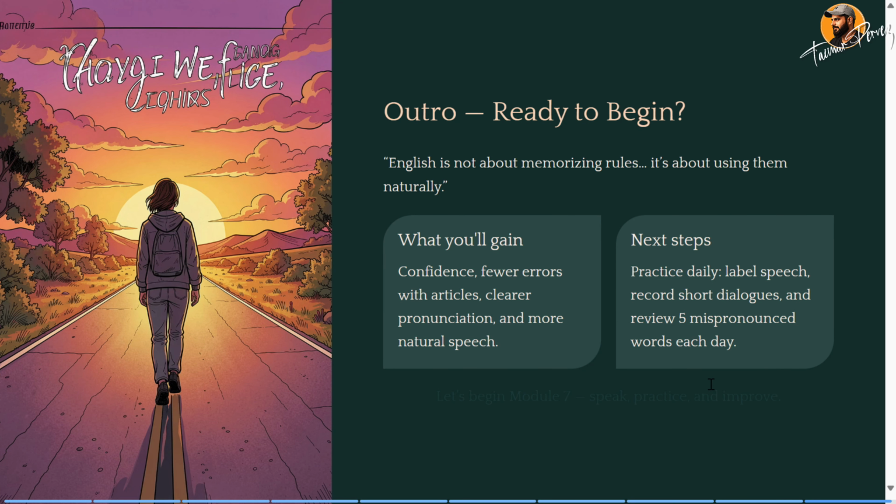Okay, so are you ready to begin this module? Because I'm sure this is going to be a very interesting module, because इसमें हम बहुत ही थोड़ी different चीज़ें पढ़ रहे हैं, टेक्स्ट बुक चीज़ें नहीं हैं. तो I'm sure you will be very intrigued by it, you will be very attracted by it, and you'll have fun. And of course, you'll gain confidence, you will have far fewer errors with articles, and you will have clearer pronunciation, and of course much more natural speech.